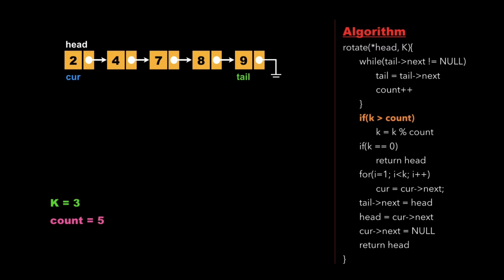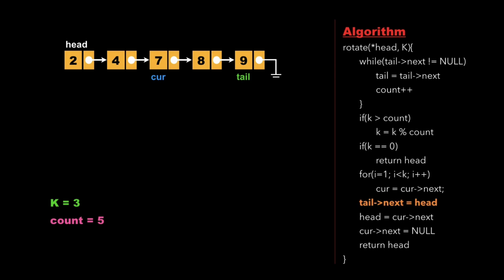Therefore, we exit the while loop and check whether k is greater than count. This condition is false. Again, we check whether k is equal to 0. This condition is also false. So we move further and we run a for loop from i equal to 1 to k. So initially the value of i is 1 and at each iteration we update the value of current as current of next. Again, we increment i, update the value of current as current of next. Again, we increment i. Now the value of i is not less than k.